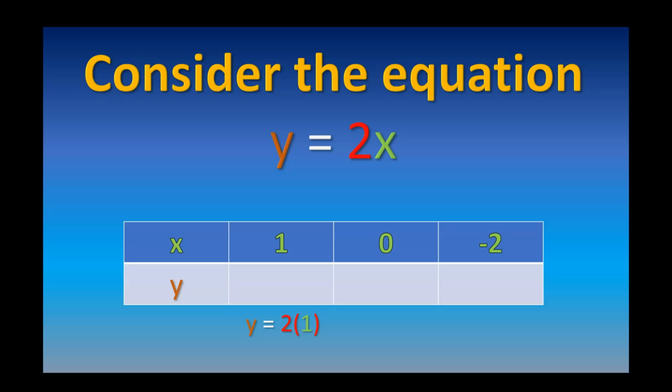2 times 1 is, of course, going to be 2, so we write a 2 underneath the 1 in the y row. If we put a 0 into the problem, 2 times 0 is 0, and so the result is 0. And if we put a -2 into the problem, 2 times -2 is -4, and now we have 3 different results for putting 1, 0, or -2 into the equation.